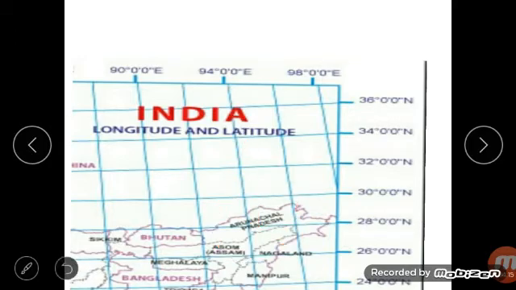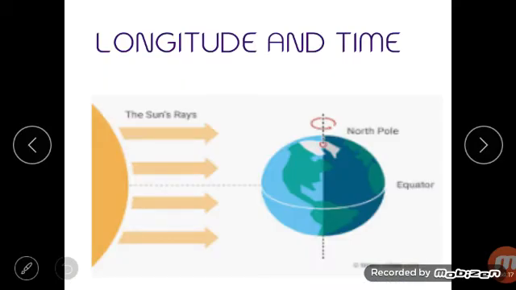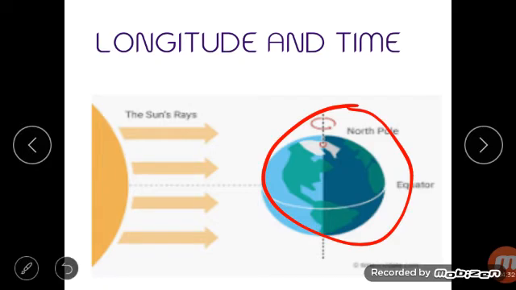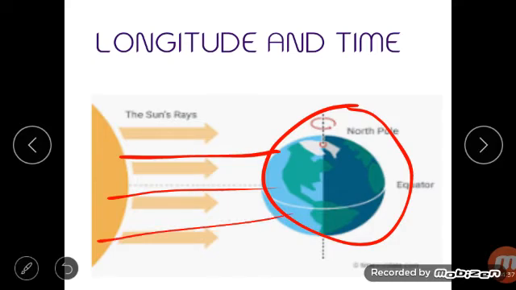Now we have the next topic, longitude and time. There is a direct relationship between longitude and the time of a place. As the earth rotates, every longitude faces the sun once a day. These are the sun rays, and every longitude faces the sun once a day. There is a time when the sun reaches the highest point in the sky. We call it midday or noon.